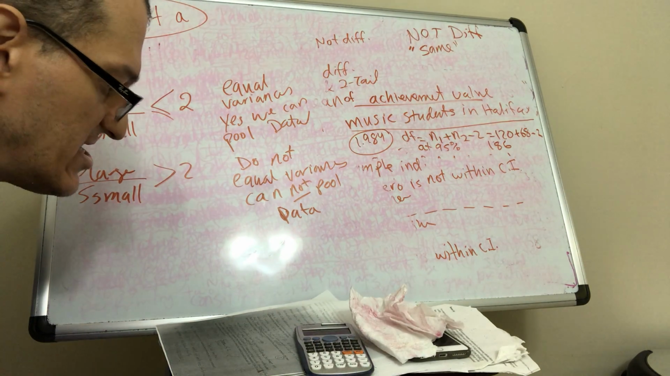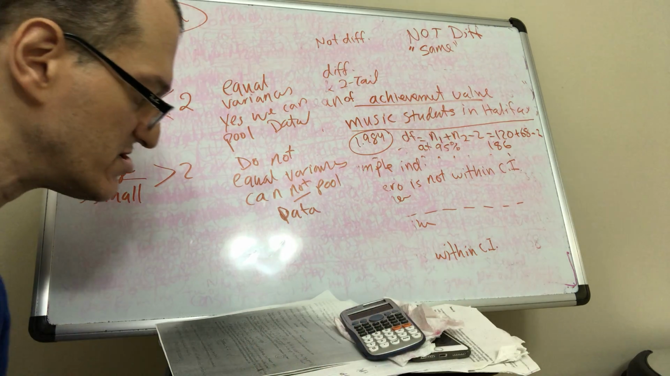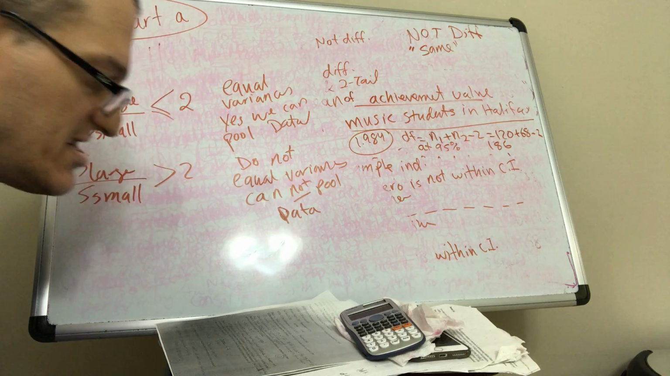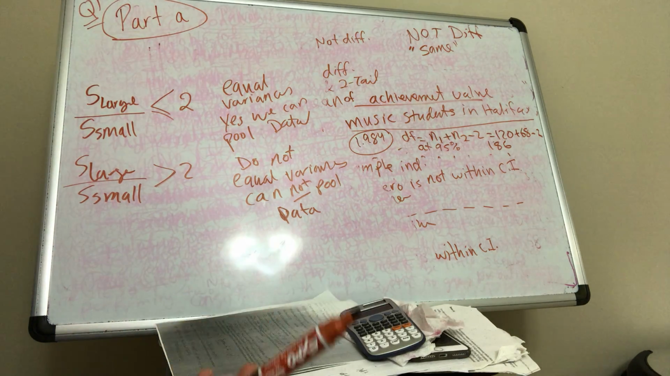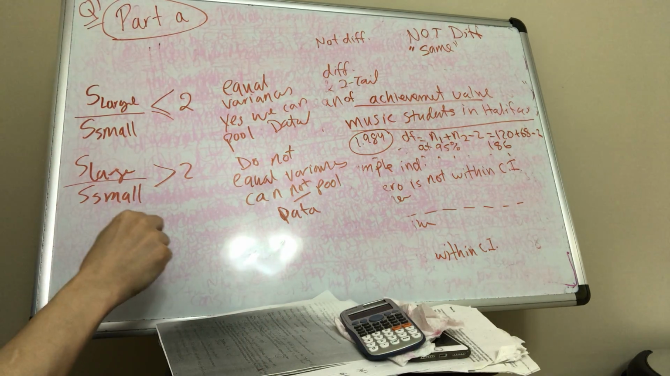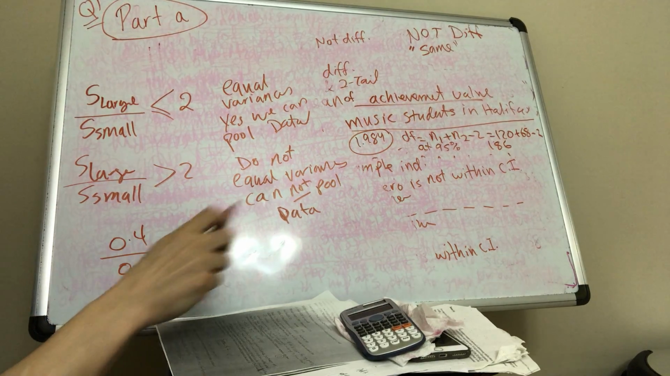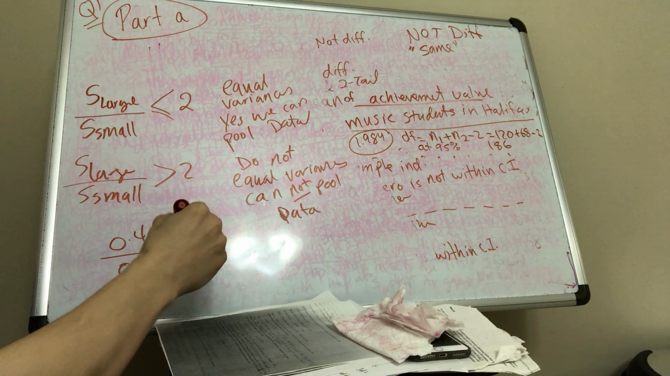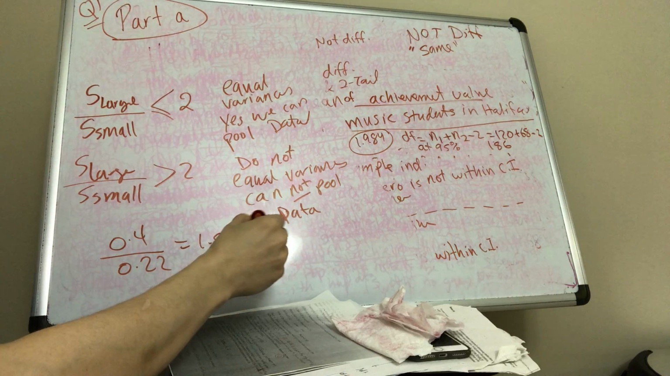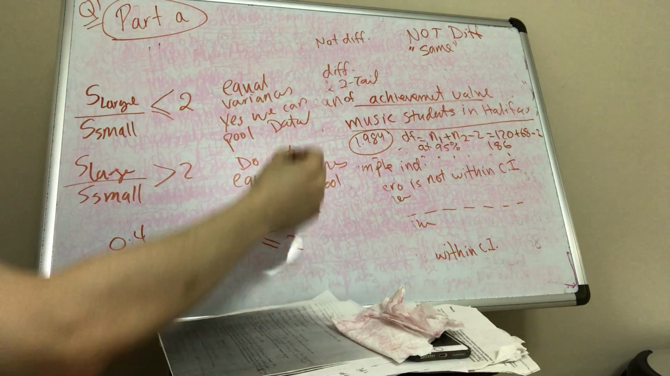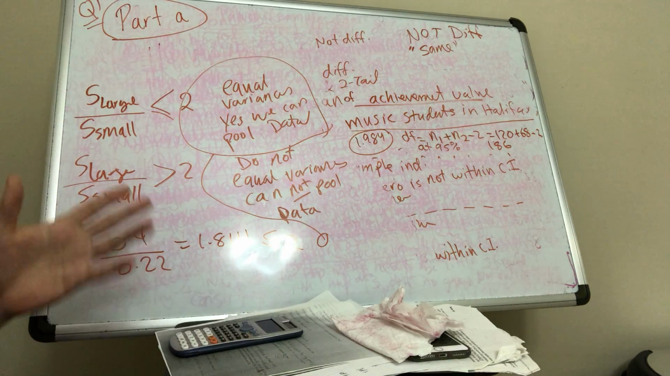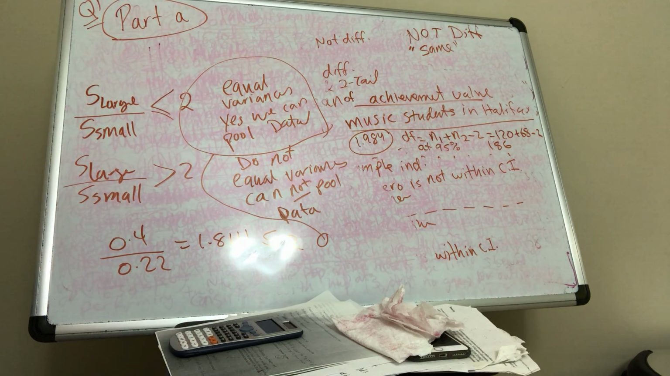So we go to Minitab. The two standard deviations are 0.22 and 0.4. So the large one is 0.4. You divide it by 0.22. That gives you 1.811. That's less than 2. Then yes, we have equal variances. Yes, we can pool the information.